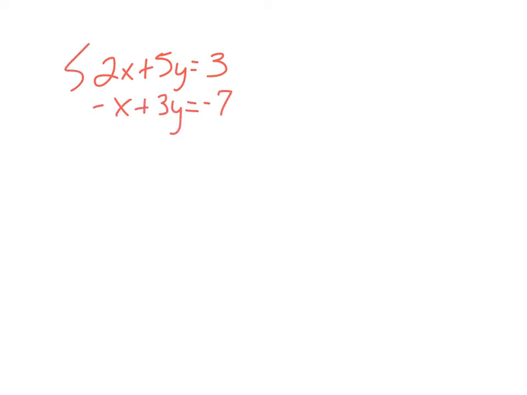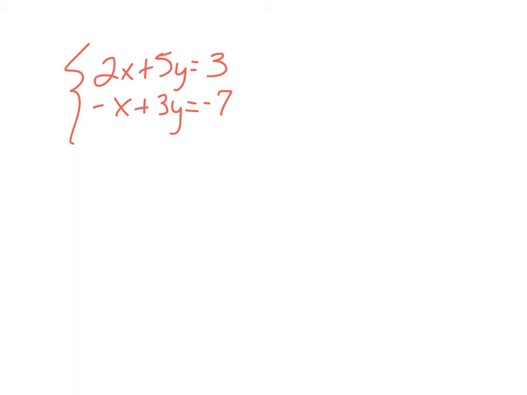Alright, let's look at another one. So now I have 2x plus 5y equals 3, and negative x plus 3y equals negative 7. So that's my system. And you can see that I do not have the x's with the same number or the y's with the same number. So I'm going to multiply.